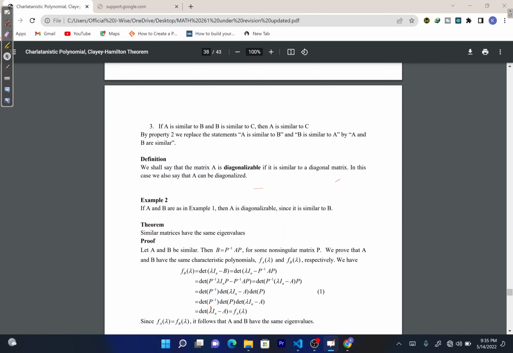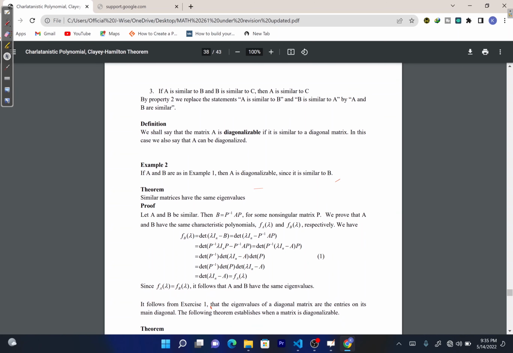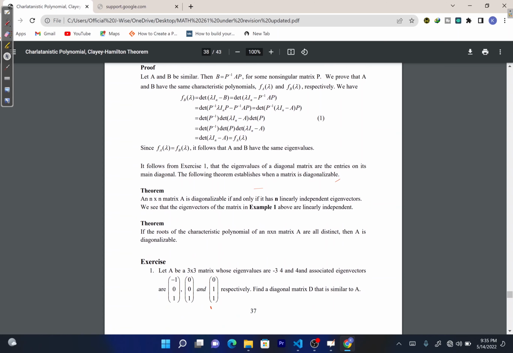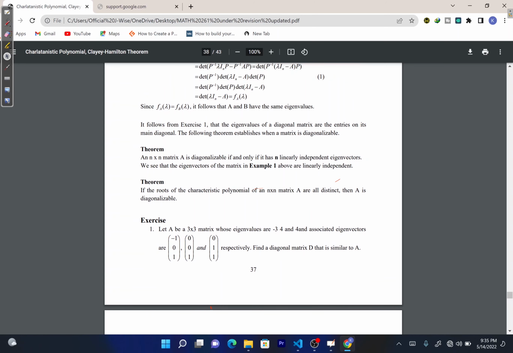Then we see that the matrix A is diagonalizable if it is similar to a diagonal matrix. In this case, we also say that A can be diagonalized. Then we also see a theorem that similar matrices have the same eigenvalues. We're not going to pay much attention to the proof. Now let's consider another theorem.